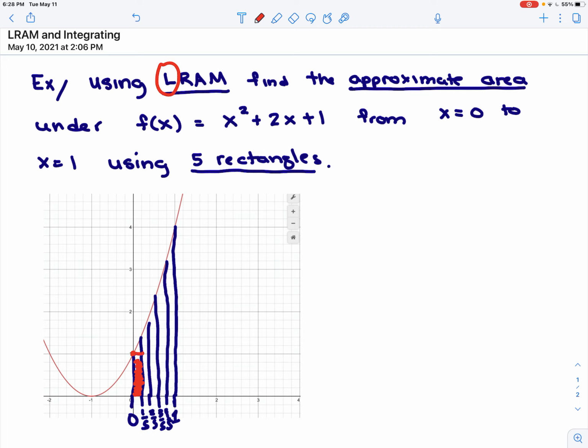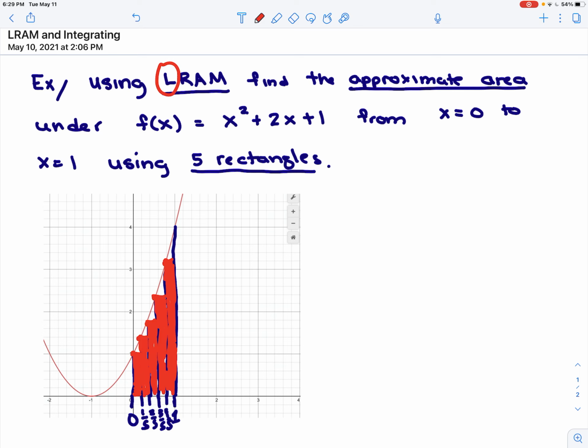So we're going to do the left, so we go to the left. I'm just going to color these in so you can see them. To the left, and that makes the top of the rectangle. Go to the left, and that makes the top. And go to the left, and then that cuts across and makes the top. So again, the left is what's hitting the graph, the left side of the interval. Okay, and then there's my 5 rectangles.